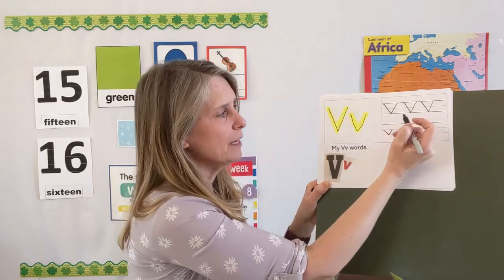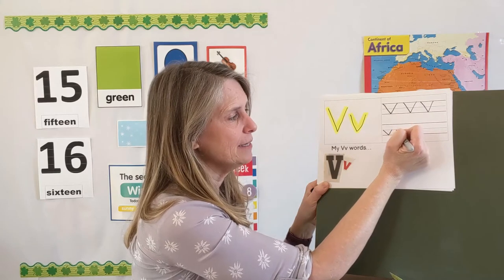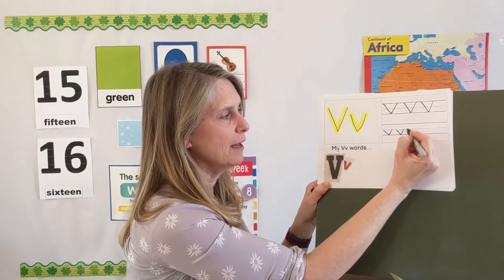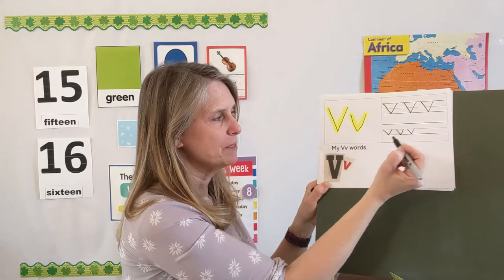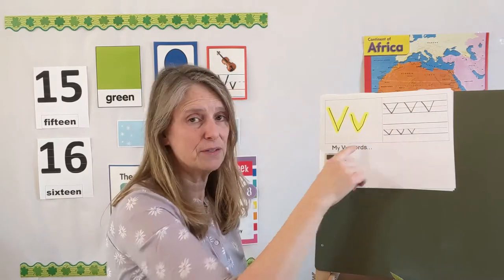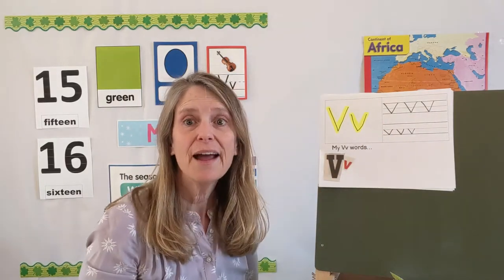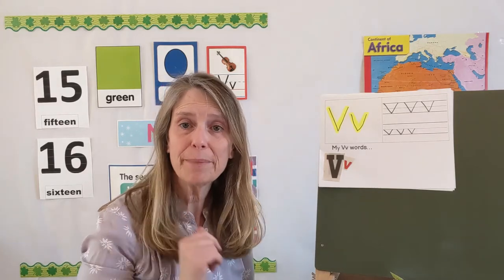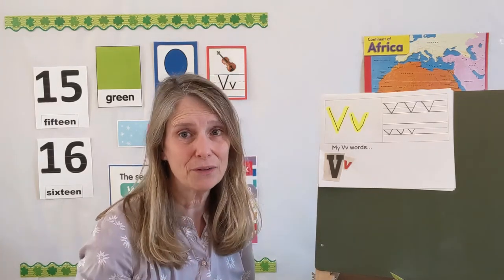You ready? Okay, put it on the dotted line, slide down to the bottom, back up to the dotted line. One more, slide down to the bottom, back up to the dotted. And like always, if your V is going above the line or if it's going below and you're still working on it, that's great. I am proud of you for trying it with me. You will get better each time you practice, but I'm really proud of you for trying it today.